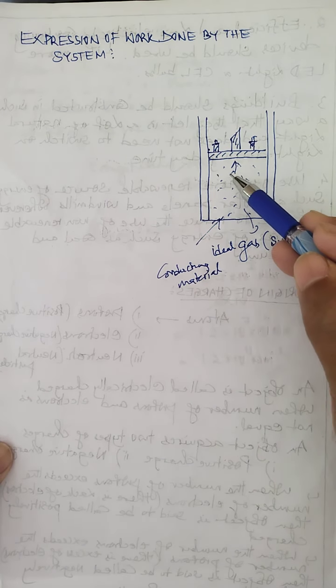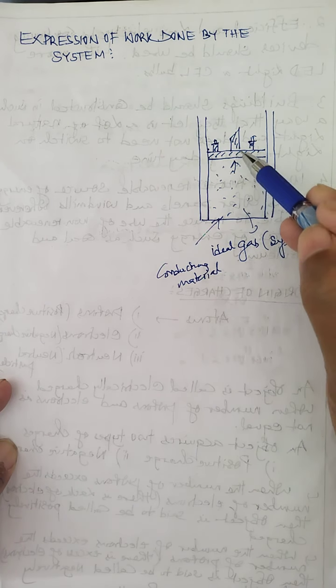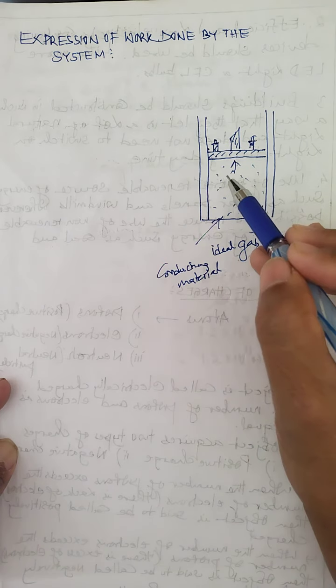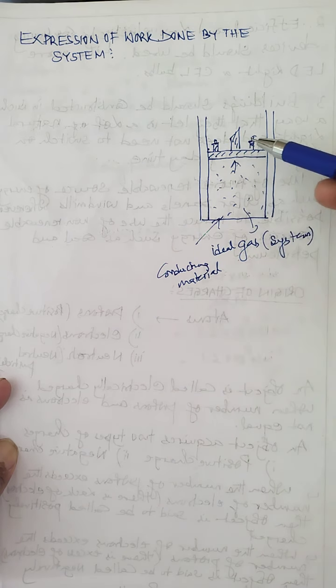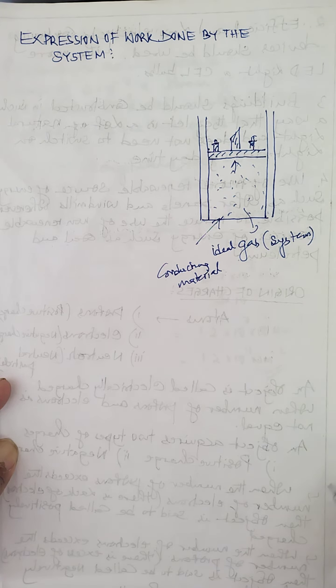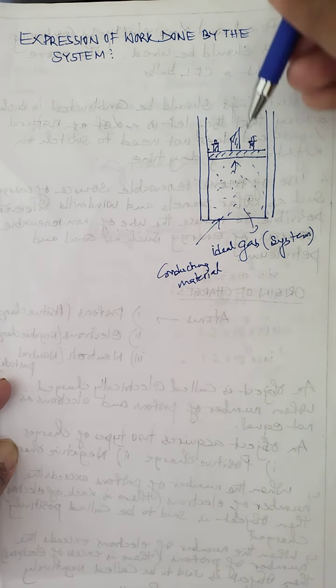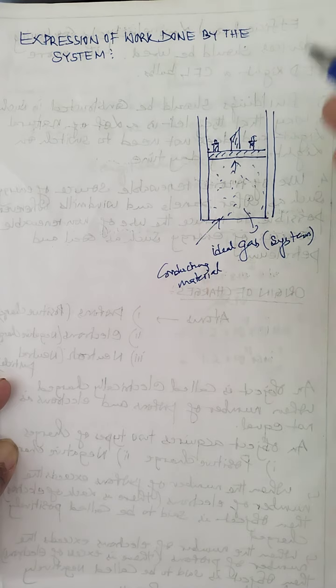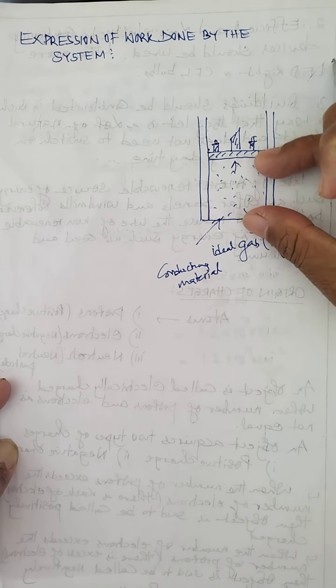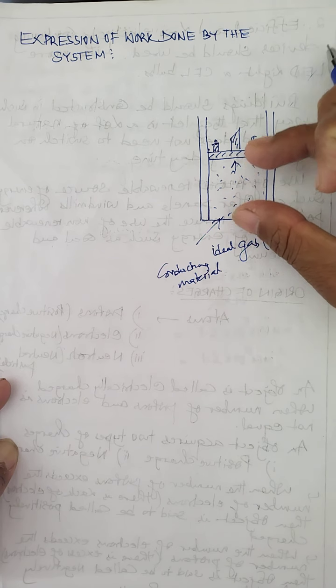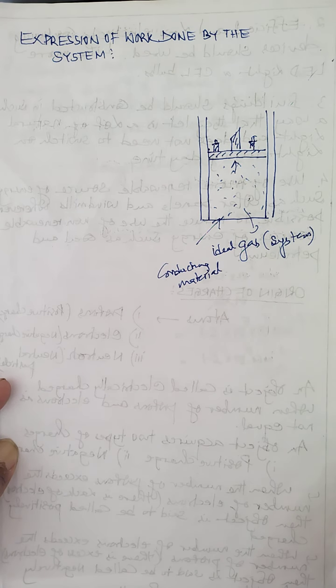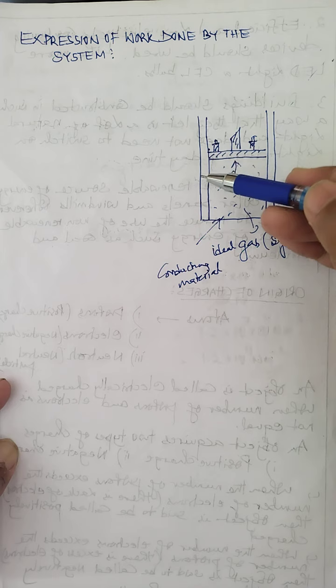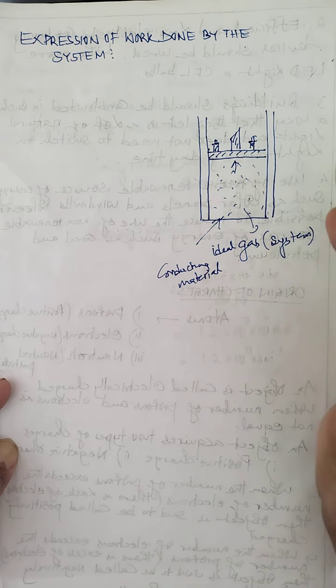So children, under this case, what happened? The work is done by this gas on the piston, so that when the work is done by the gas on the piston, this piston simply moves up. So there is a displacement of the piston. But on the other hand, if you add some additional weight on this piston, then what happened? The gas gets compressed. So by adding some additional weight on the piston, the gas will simply get compressed.